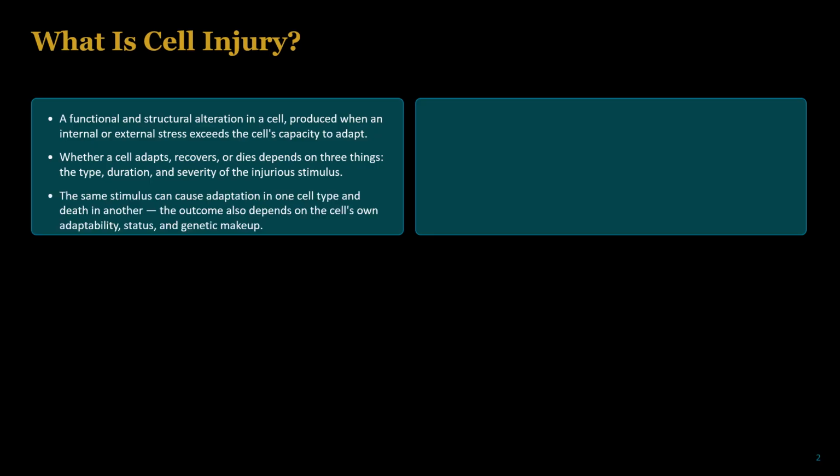But there is something worth remembering, that the same stimulus can cause adaptation in one cell type and death in another. For example, if you have two organs that lose the same amount of blood at the same time, one organ can be okay with it and the other organ might die. So the same stimulus can cause adaptation in one cell type and death in another. So the outcomes also depend on the cell's own adaptability status and genetic makeup. Those two organs, their adaptability status and their genetic makeups are different, hence the ways in which they respond to various stresses are also different, even though the stimulus affecting both organs is the same.